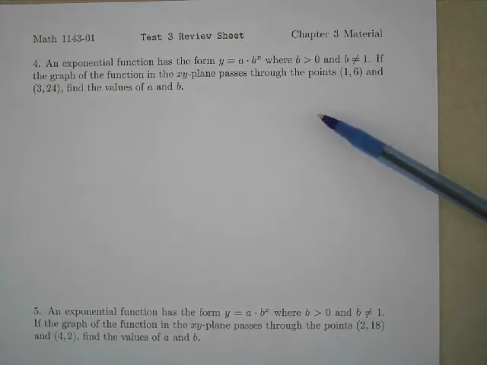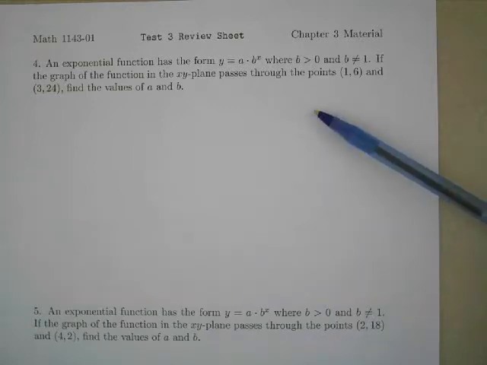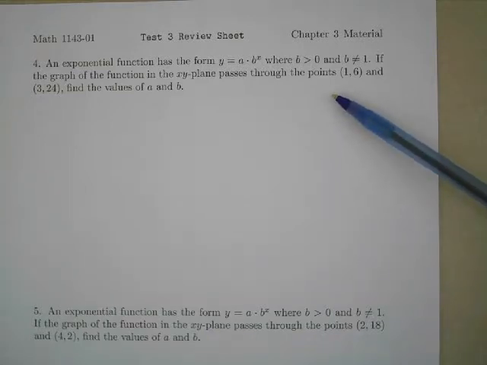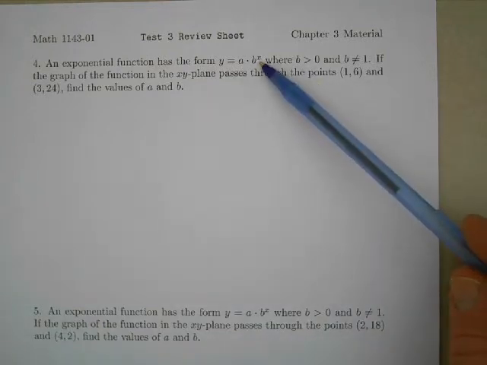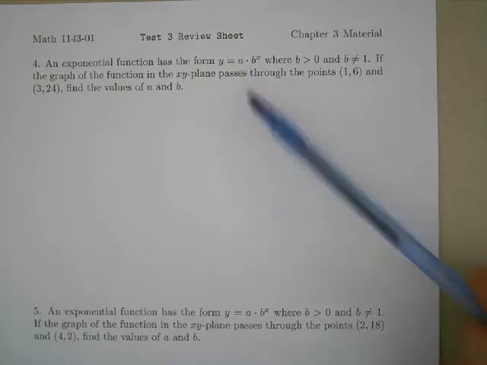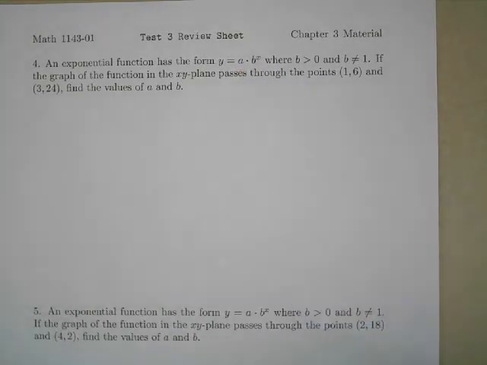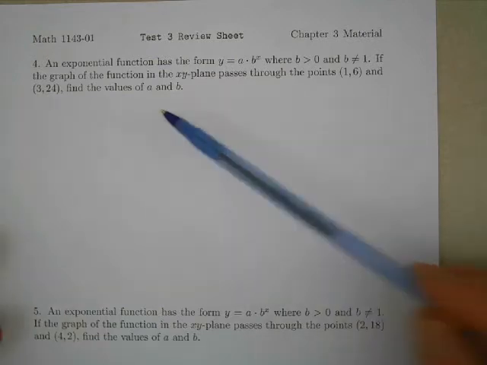In this one, number 4, an exponential function has the form y equals a times b to the x, where b is greater than 0 and b is not equal to 1. Keep in mind that the exponent x applies to b only, not to the number a. So if the graph of the function in the xy plane passes through the points (1, 6) and (3, 24), find the values of a and b.